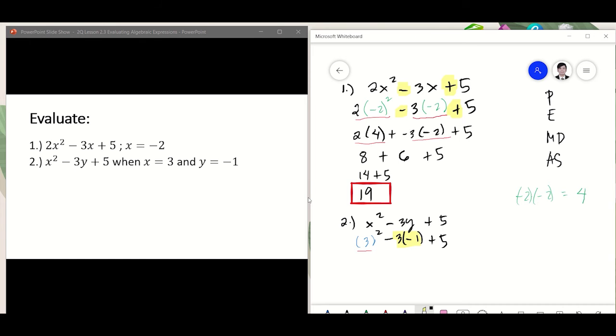So our first term, the square of 3 is just a 9. Here, this is a minus. So in other words, that will become a plus. And the 3 here becomes negative 3. So negative 3 times negative 1 is positive 3. Then you start from left, going to the right because the operation that we have here is just an addition. So 9 plus 3 is a 12. And then 12 plus 5 is 17. So that's our answer, 17.